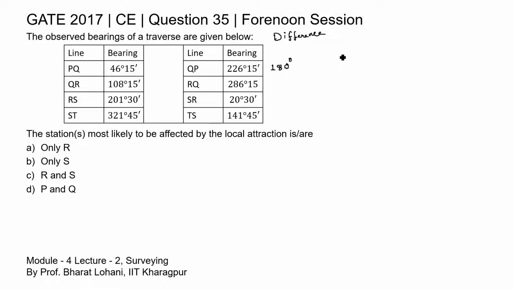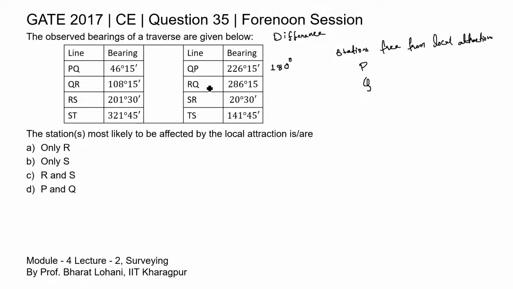It means these stations P and Q are free from local attraction. Here we observe that the difference between back bearing and forward bearing is 180 degrees. So we may say these stations P and Q are free from local attraction.